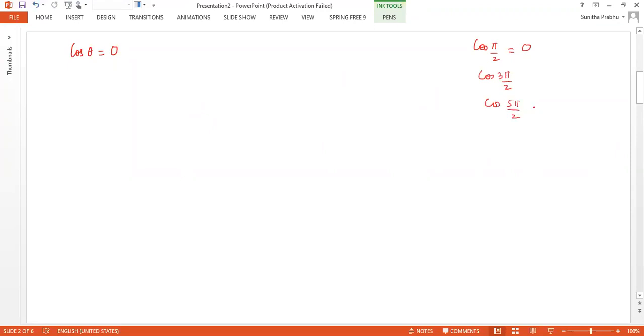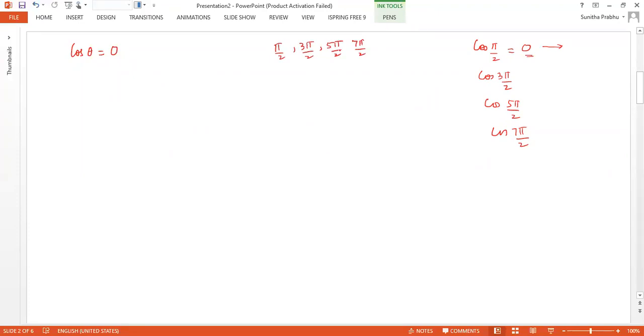So how do I keep this in a generic form? This is the first time it becomes 0, but later on, as the wagon wheel is moving, we are able to get the same situation again. So how can I put pi by 2, 3 pi by 2, 5 pi by 2 in a generic form?